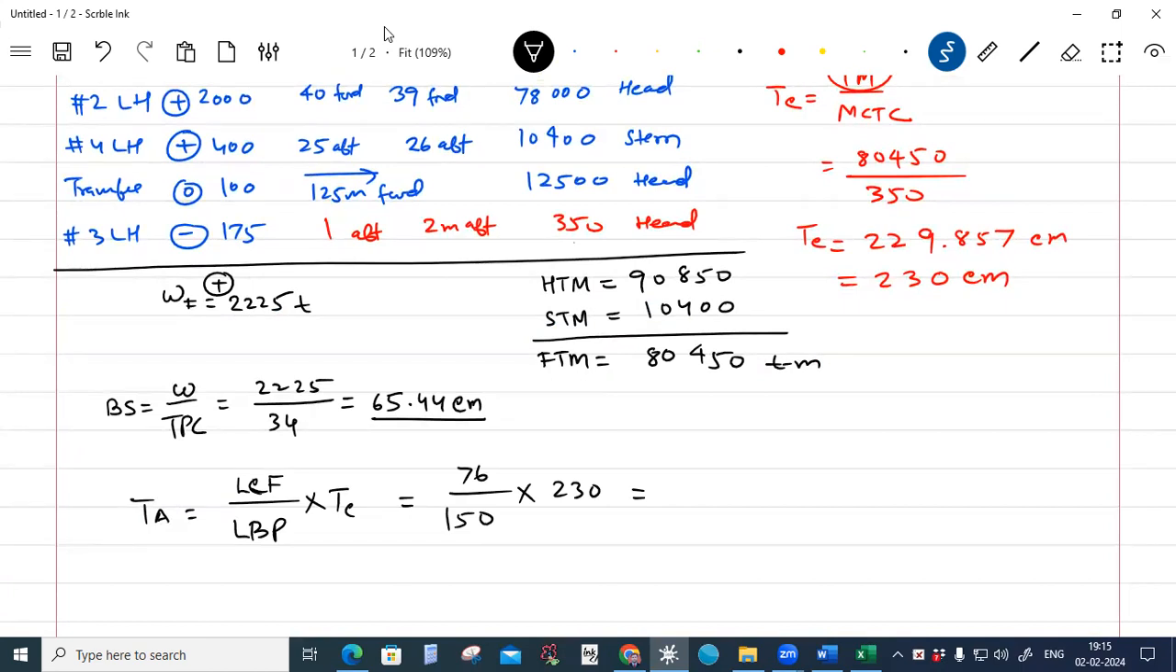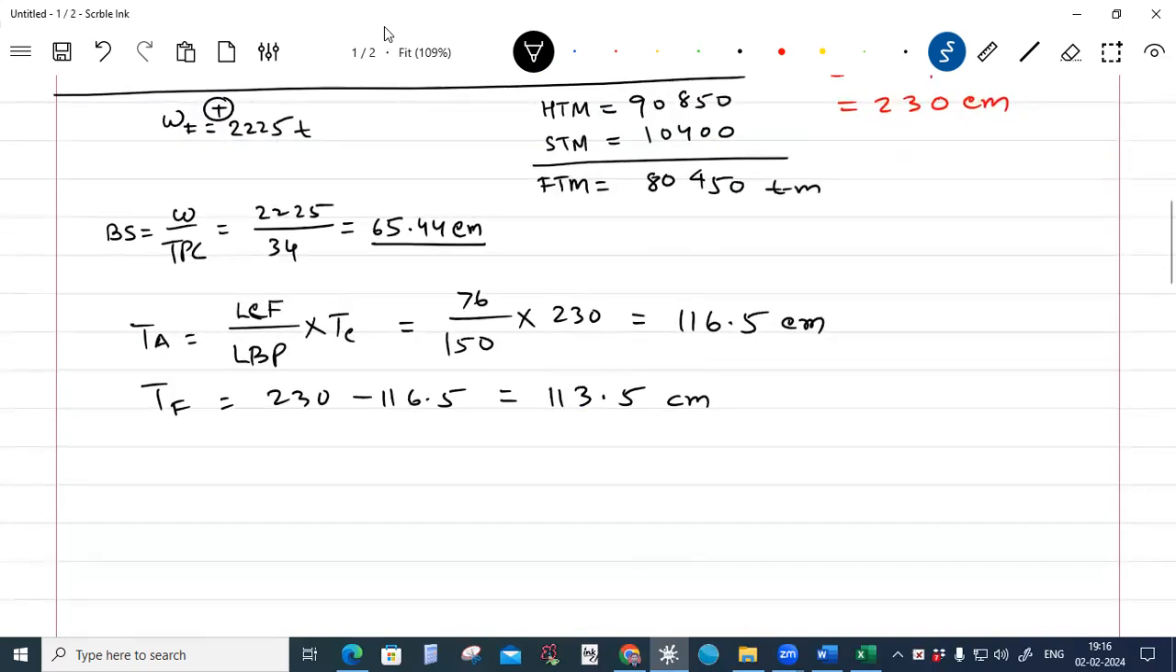230 into 76 divided by 150, 116.5 centimeter. So trim forward is 230 minus 116.5. Tell me. 113.5. It will be 113.5, right? Centimeter. Everything is in centimeter.